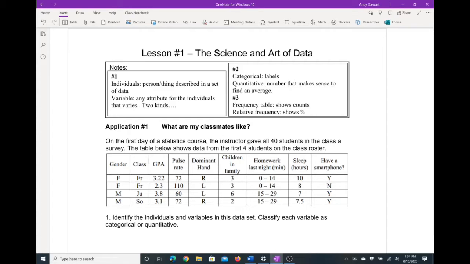So under categorical, it wouldn't really make sense to average the number of people that have a red shirt. They're just the number of people that have a red shirt. But for quantitative, a number that makes sense would be like height. What's the average height, for example, in the NBA or something like that? And then we have these tables. Frequency tables are going to show counts. And when you hear the word relative frequency, all that means is that they've turned the counts into percentages.